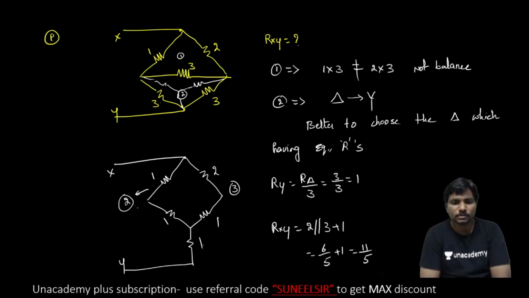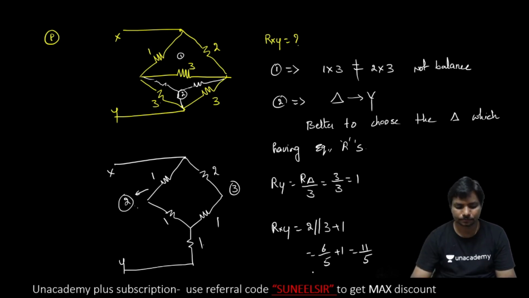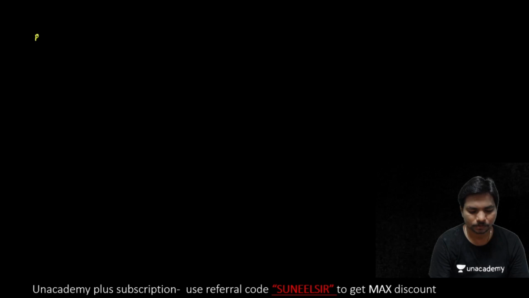So that means whenever the bridge is not balanced, we have to convert delta to star. It is better to choose the delta having equal resistors to convert into star. In the next type of problem we have one voltage source.